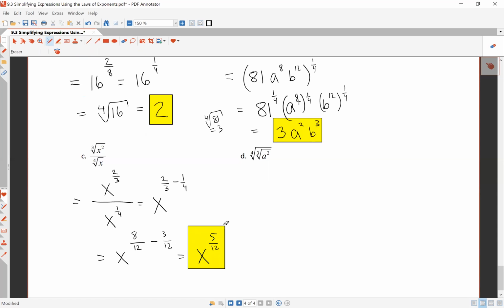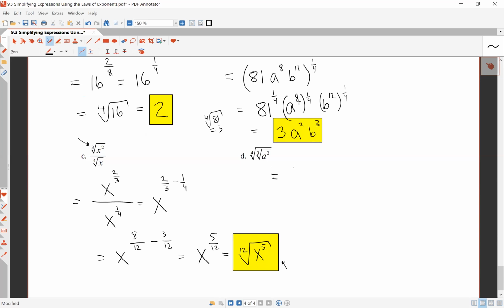And the rule of thumb on this is to rewrite this back as radical notation. If it starts as radicals, it'll end as radicals.